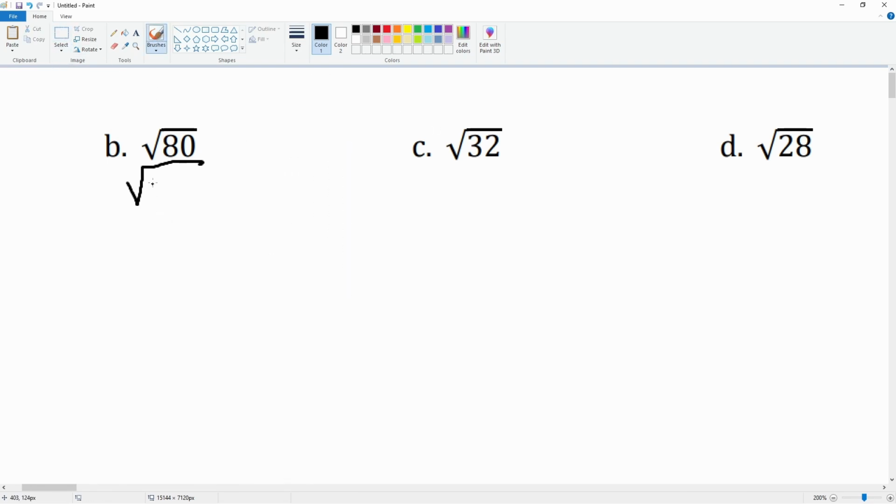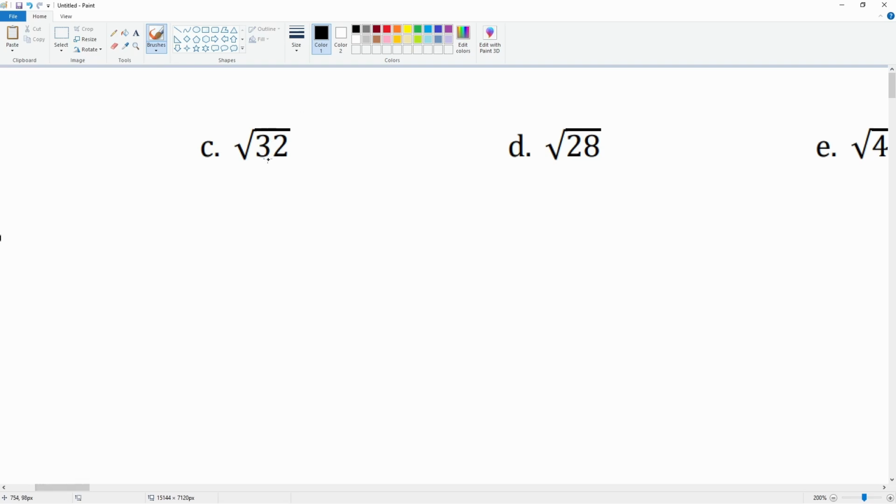So this breaks up into 16 times 5, okay? So it goes into its own radicals, radical 16 times radical 5. Radical 16 becomes a 4, nothing happens to that radical 5. That will be its final answer.